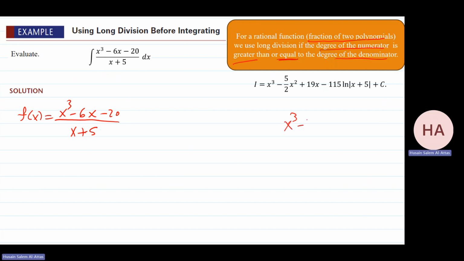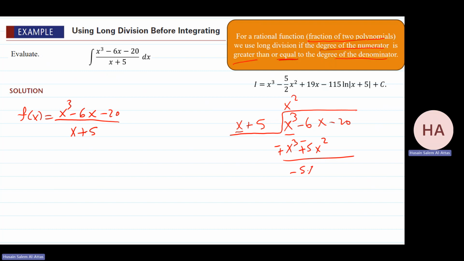I have x cubed minus 6x minus 20. We know how to do the long division. We'll divide this by this. I'm getting x squared, multiply: x cubed plus 5x squared, change the sign and add. That will be minus 5x squared minus 6x minus 20. Divide this by this. I have minus 5x. Multiply. That gives me minus 5x squared minus 25x. Change the sign. That gives me 19x minus 20.